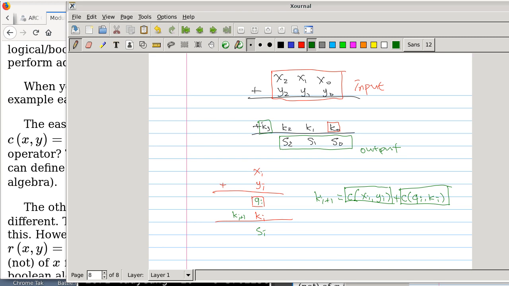So let's expand the equation here. What is C of XiYi? Well, it really is just XiYi because it is Xi and Yi, and in the computer or electrical engineering notation, we use multiplication to represent it. Not a problem. That also applies to QiKi, because the carry of Qi and Ki added together is really just Qi and Ki, because if both are ones, then we have a carry of 1.